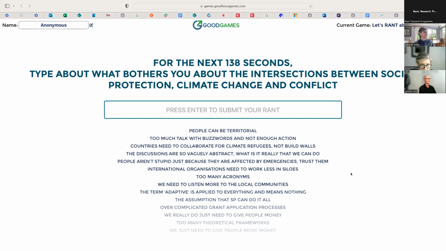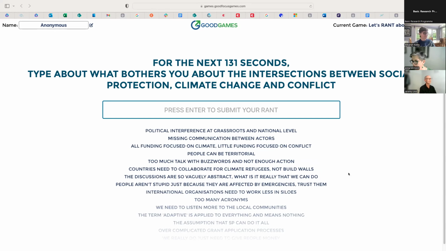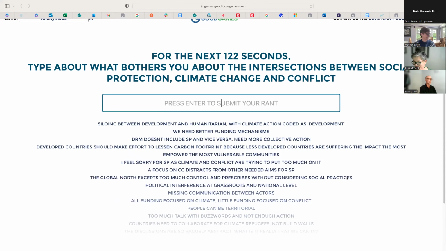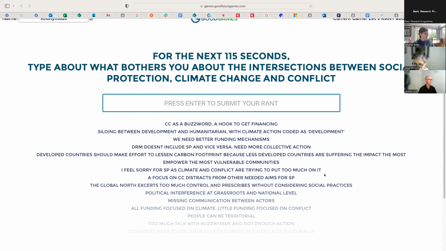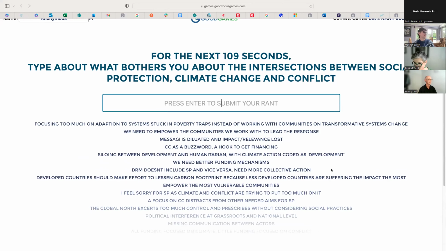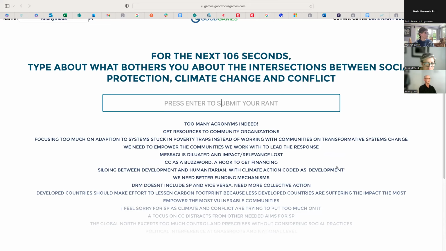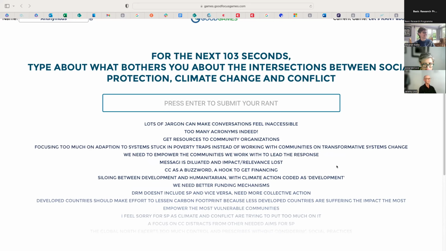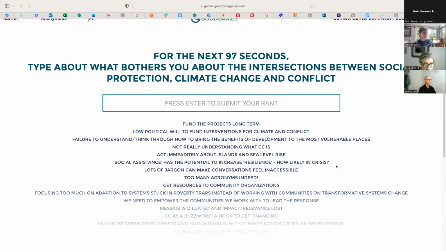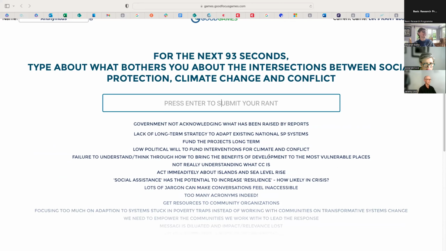We need to listen more to local communities. Too much talk with buzzwords. We need to collaborate. Some references to territoriality, definitely. Keep them coming. This is prolific. Siloing between development and humanitarian, with climate actions coded as, quote, development. We need more funding mechanisms, better funding mechanisms. We're focusing too much on adaptation. We have a sector that may not be understanding what climate change really is.